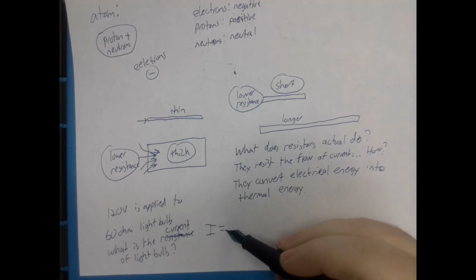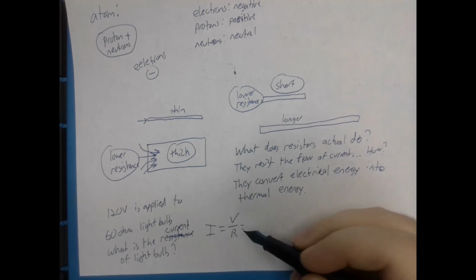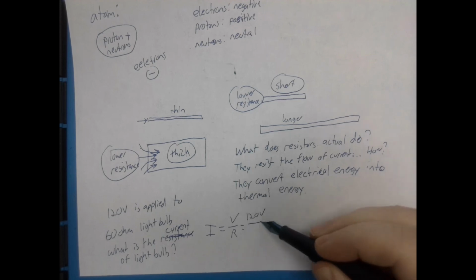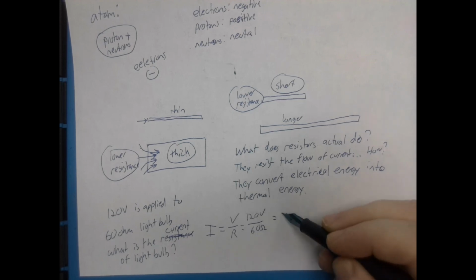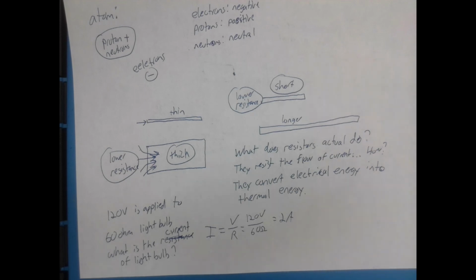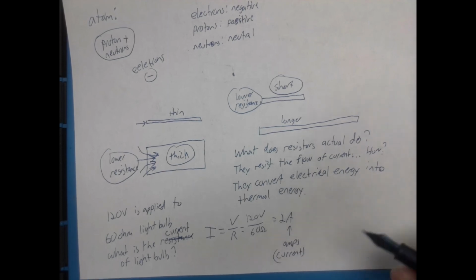So current is equal to voltage over resistance, which is equal to 120 volts over 60 ohms. So 2 amps. Remember, current is in amps, voltage is in volts, and resistance is in ohms. There'll be several questions like that, and there will be 4 circuits on the test.